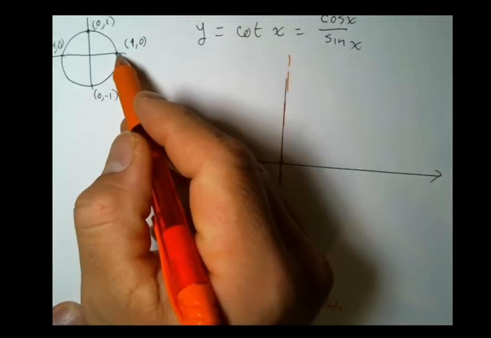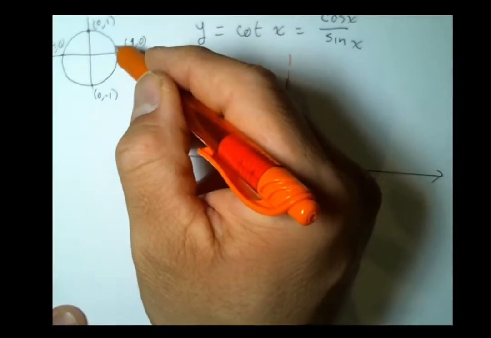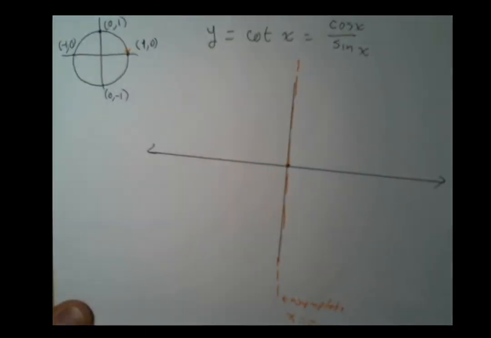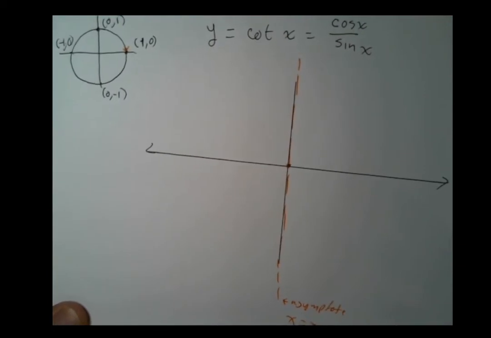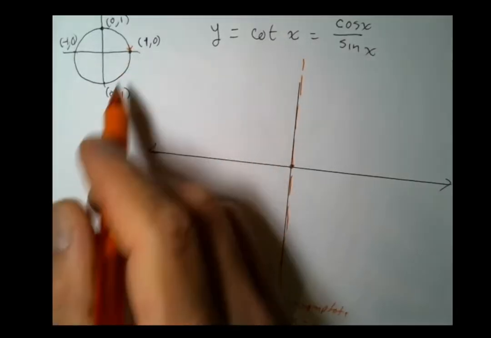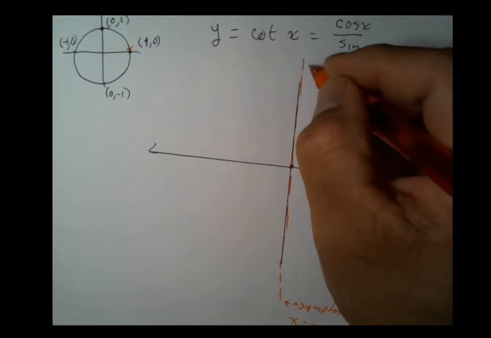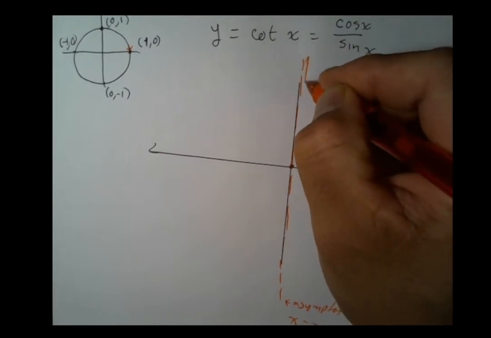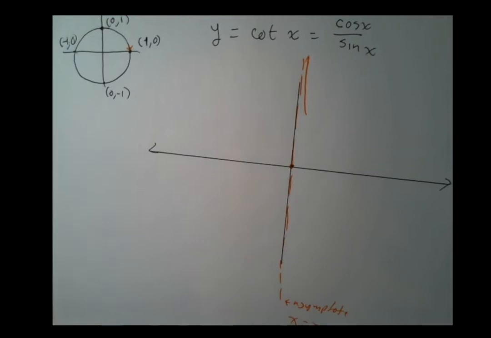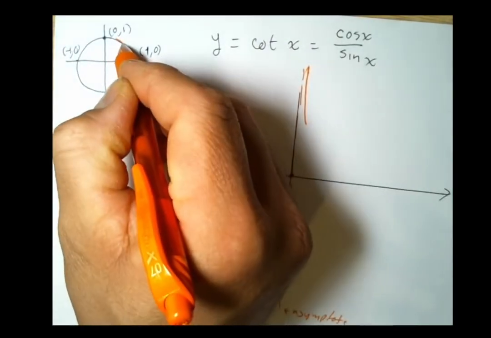Now as we move away from this, we get very small values of y. Around that point 1, 0, the values of sine are very small, and the values of cosine are some finite value, around 1, not quite 1 because we're moving away from it. They're both positive, but a very small number in the denominator means our values grow without bound on the positive side, and that happens as we get close this way.